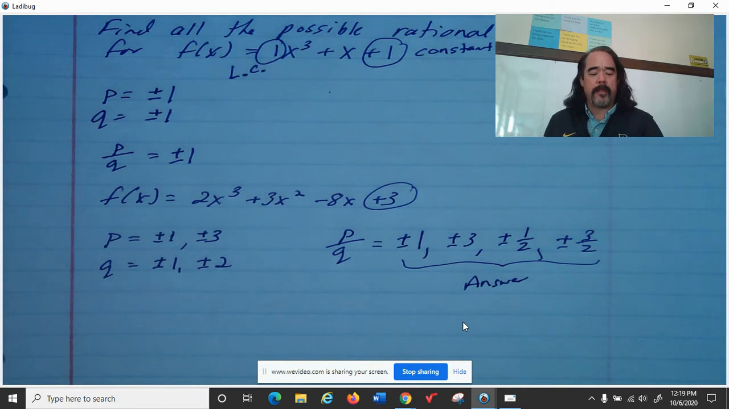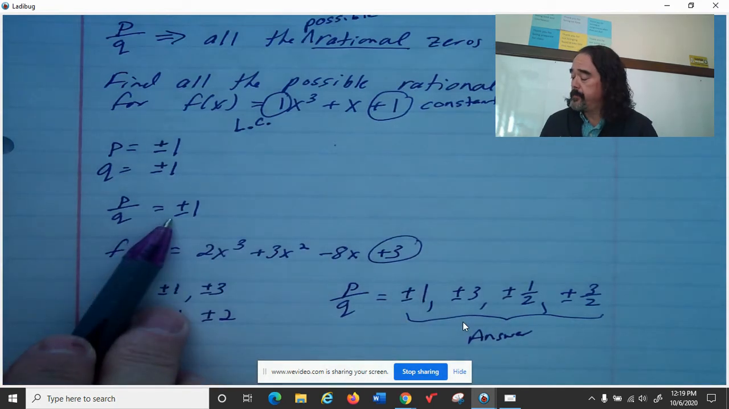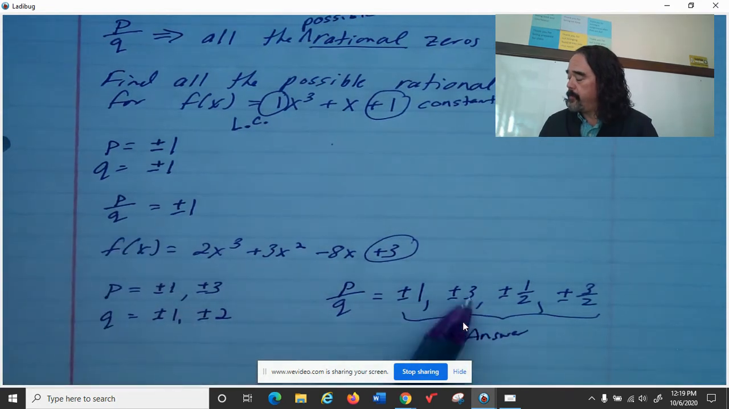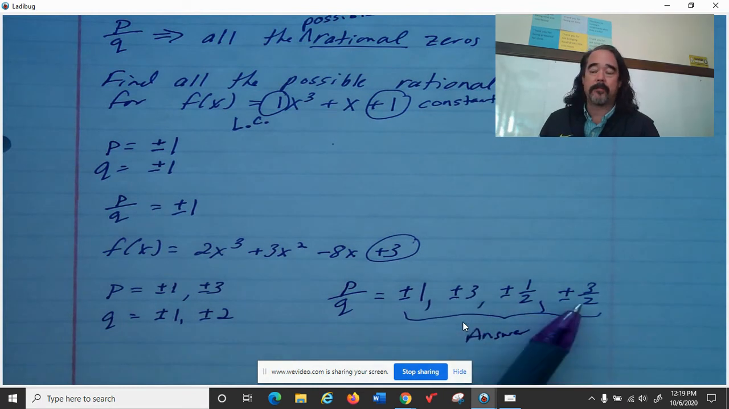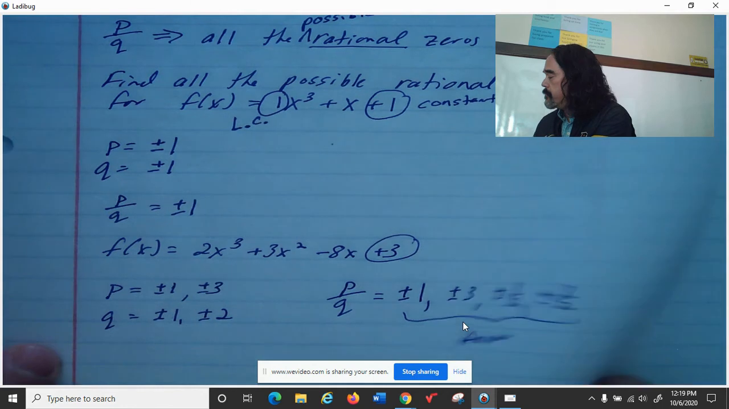Then I'll do one more that's a little bit more complicated. All right, so right here we only had one possible rational zero, technically 2. Over here I have 1, 2, 3, 4, and the negative, so there's 8 possible rational zeros. This next one will have a bit more.